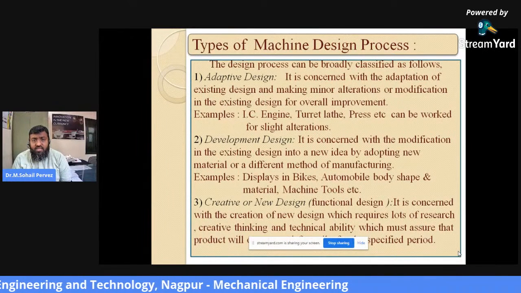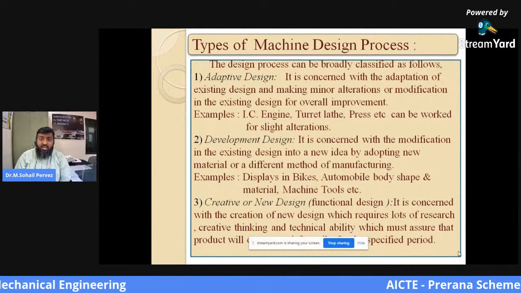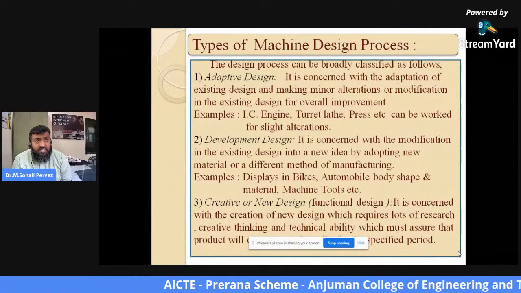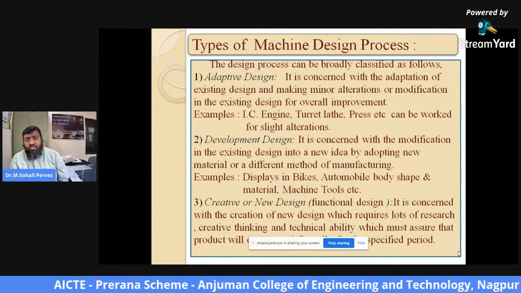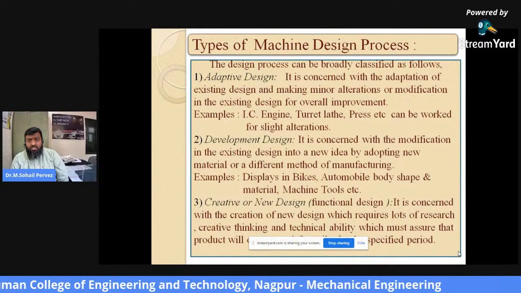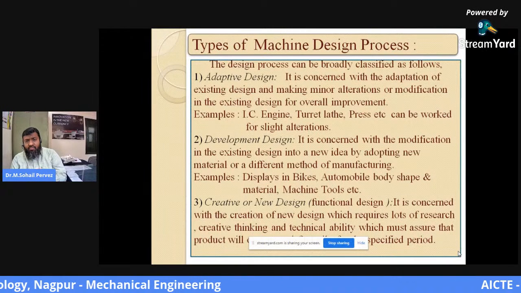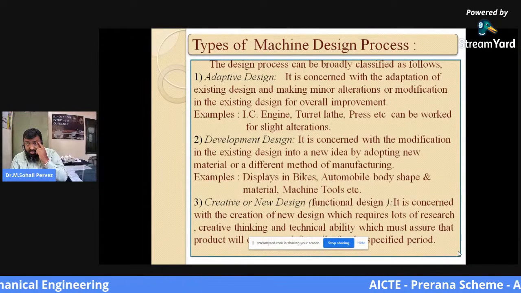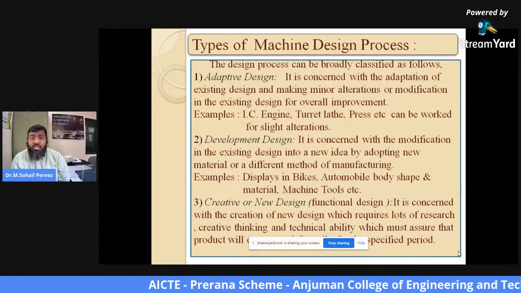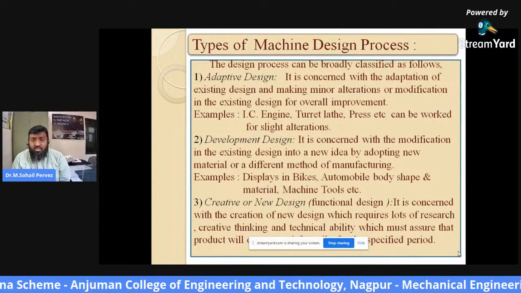That is adaptive design. It is concerned with the adaptation of an existing idea and making minor alterations or modifications in the existing design for overall improvement. Now see, when we say adaptation, it means it already exists and we have to make minor alterations so that some efficiency or performance may be improved owing to those small alterations.